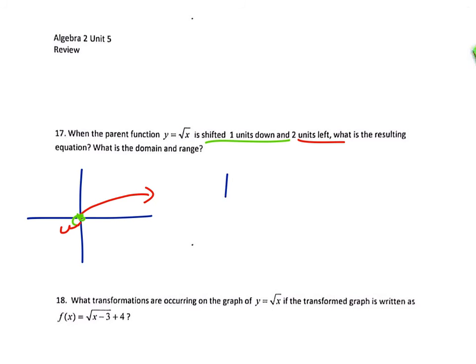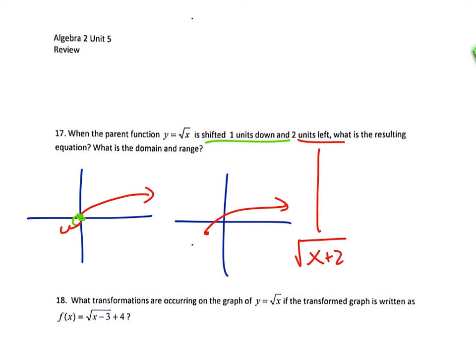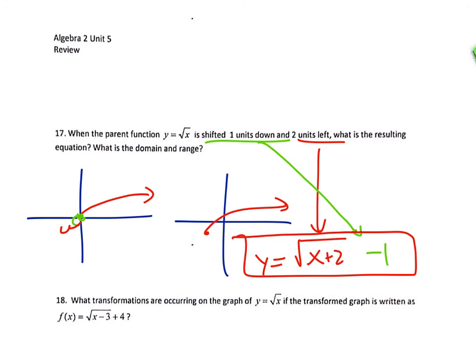Well, my new graph, since we went 1 unit down, 2 units to the left, we're going to start here now and go, and my equation is going to be the square root of x plus 2, because we went 2 units to the left, and then the 1 unit down just adds a minus 1 to the end. So that would be my answer right there. We have y equals the square root of x plus 2 and then minus 1 at the end.